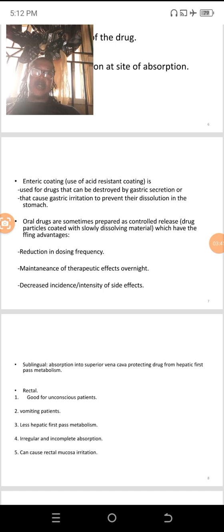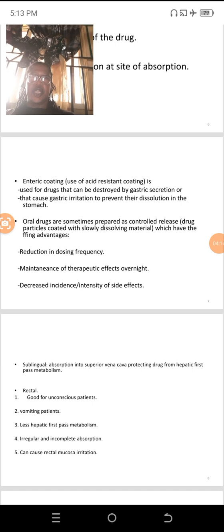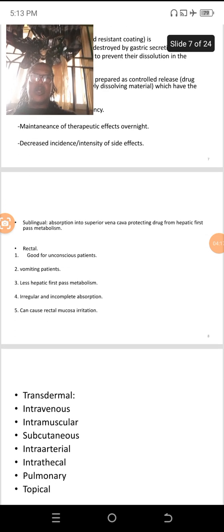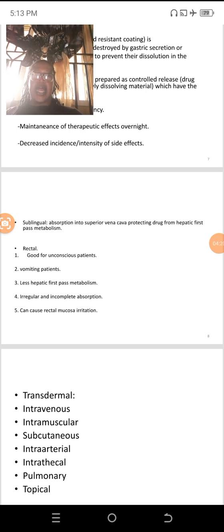And the reasons why drugs are sometimes prepared as sustained release or controlled release preparation are: number one, to reduce the frequency of dosing of those drugs; number two, to maintain therapeutic effects overnight; number three, to decrease the incidence or intensity of side effects; number four, to prevent disturbing the patient's sleep overnight; number five, to improve compliance in patients. For the sublingual route of drug administration, here absorption is to the superior vena cava.